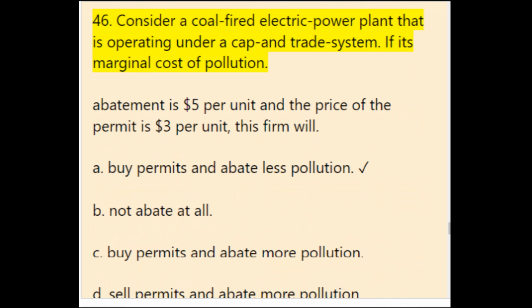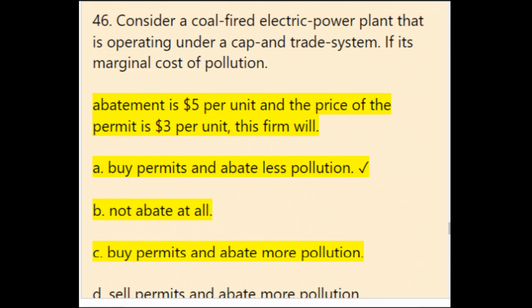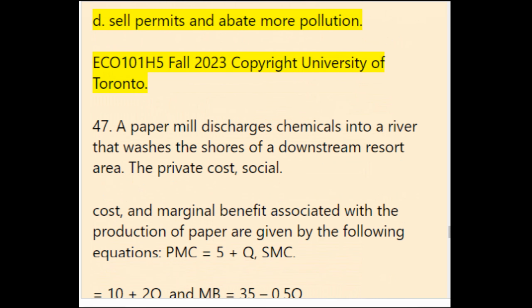46. Consider a coal-fired electric power plant that is operating under a cap-and-trade system. If its marginal cost of pollution abatement is $5 per unit and the price of the permit is $3 per unit, this firm will: A. Buy permits and abate less pollution. B. Not abate at all. C. Buy permits and abate more pollution. D. Sell permits and abate more pollution.